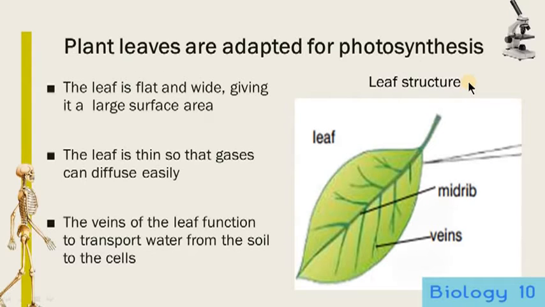Here is the structure of a typical plant leaf. The leaf is flat and wide. This creates a large surface area for the collection of light. The leaf is also thin, so that gases have a short distance to move in and out of the leaf. Leaves also have veins. The veins of a leaf function similarly to the veins in a human. Our veins transport blood throughout the body's tissues. The leaf's veins transfer water to the cells.